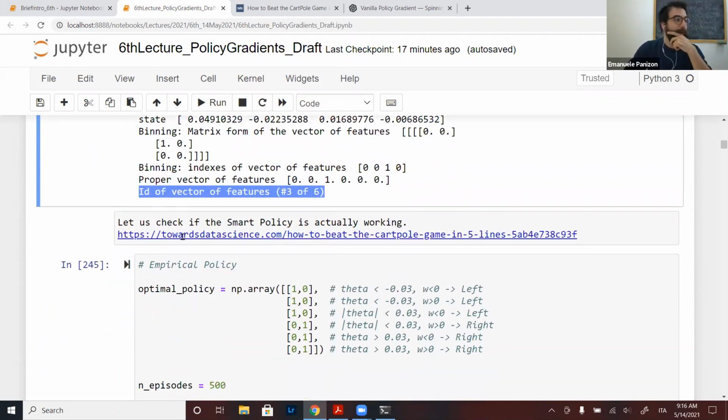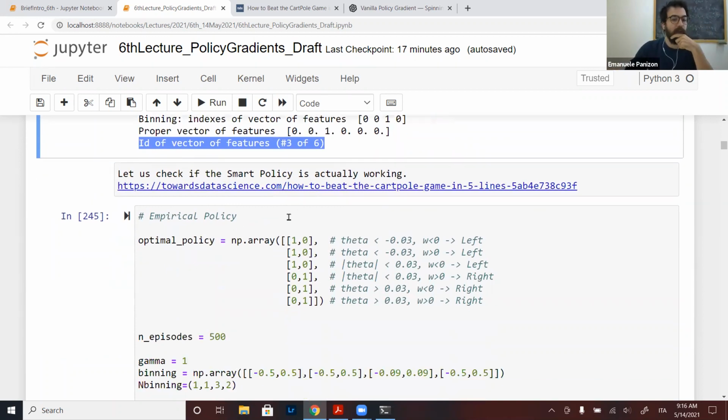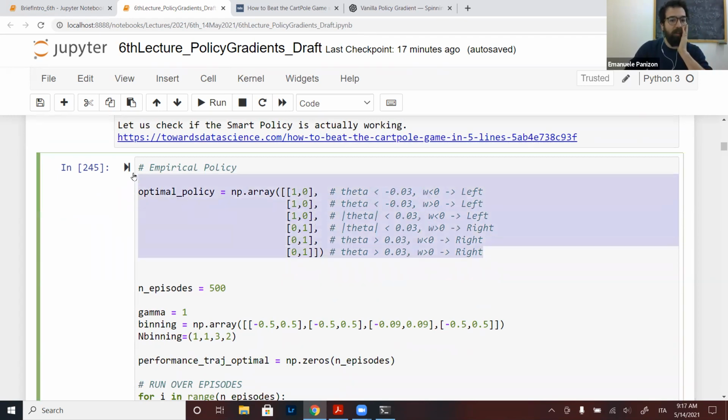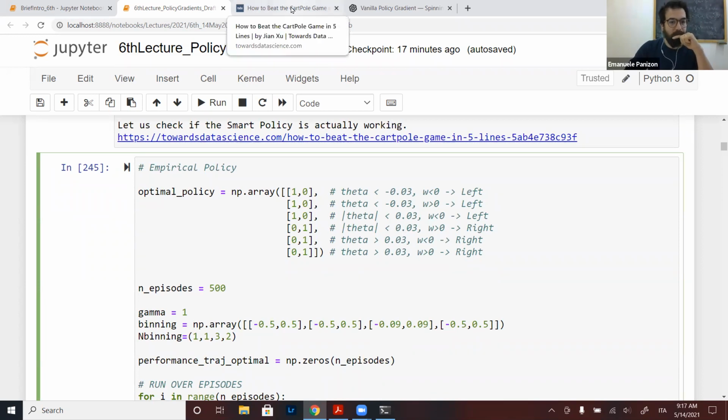Okay, just to check whether the smart policy was actually working, because we will always try to achieve the same one. So I will now claim that it works, but we never tried to put it to the test. The empirical policy is defined by hand in this way. The reason is very simple. So if the angle theta is negative, it's very large.